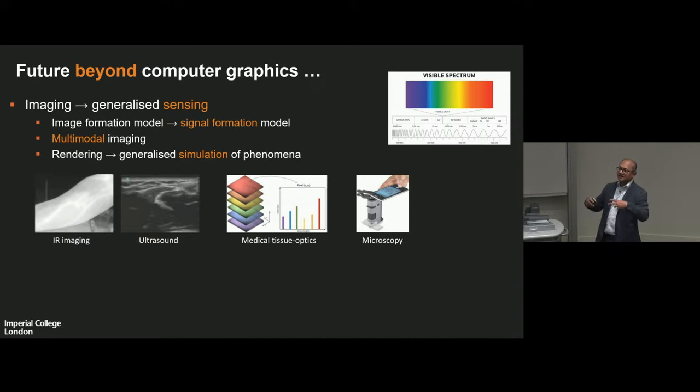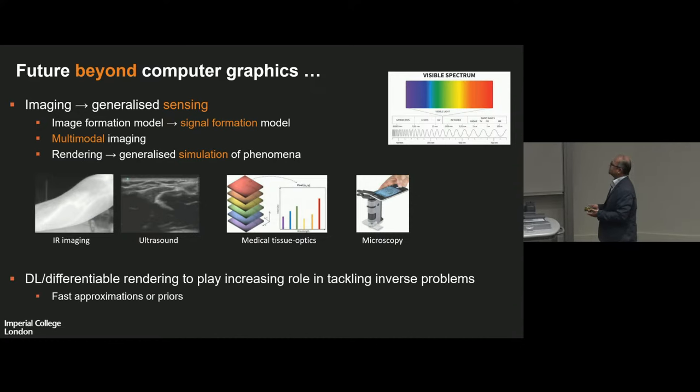Which means that the idea of generating synthetic data is no longer about just rendering it, but simulating a phenomenon. It need not be optical. It could be outside the optical spectrum. And of course, I think deep learning and differentiable rendering are going to play an increasing role in solving these kinds of inverse problems, either by providing fast approximations or priors for ill-conditioned problems. So I'm not an expert on any of those topics, but these are the kinds of challenges and opportunities that I see for the future of this sort of research beyond computer graphics.